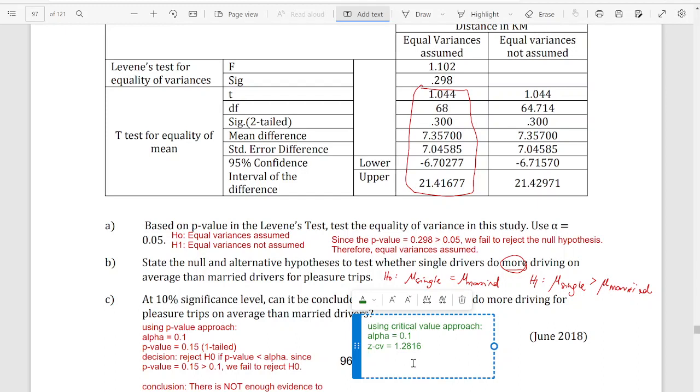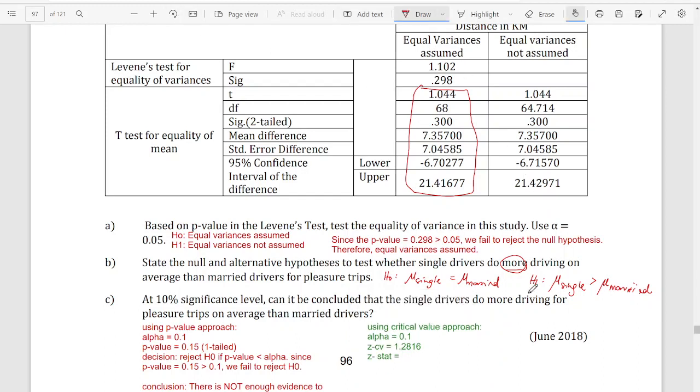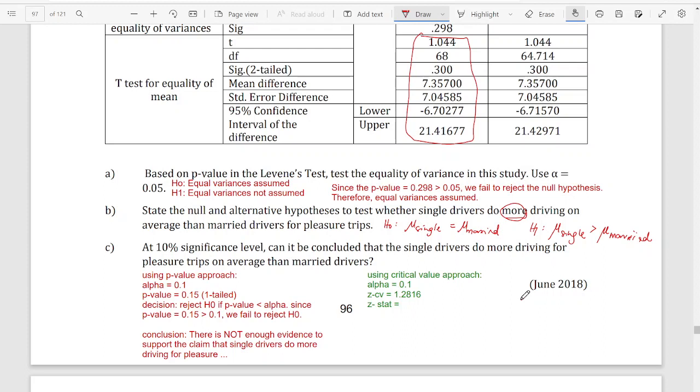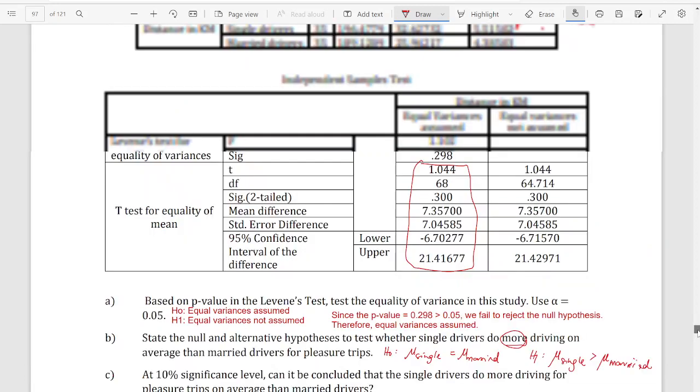And then you have to calculate the Z test statistic, ataupun Z stat. Okay, you punya Z stat you have to calculate using the formula just now. Okay, saya akan buat kat sini. Okay, the Z stat will be given here. So let's do the calculation. So Z stat is equal to the difference.